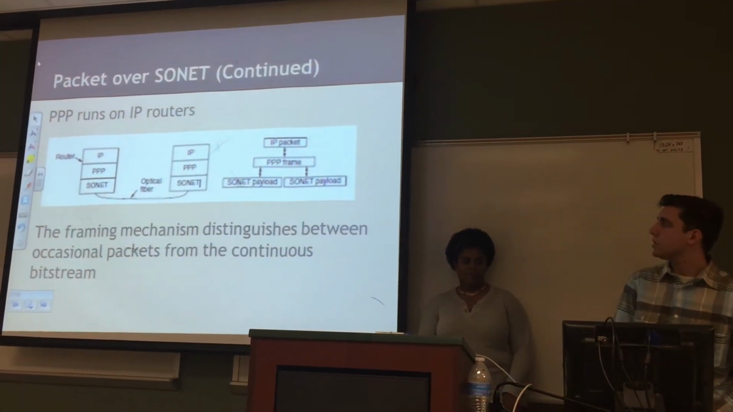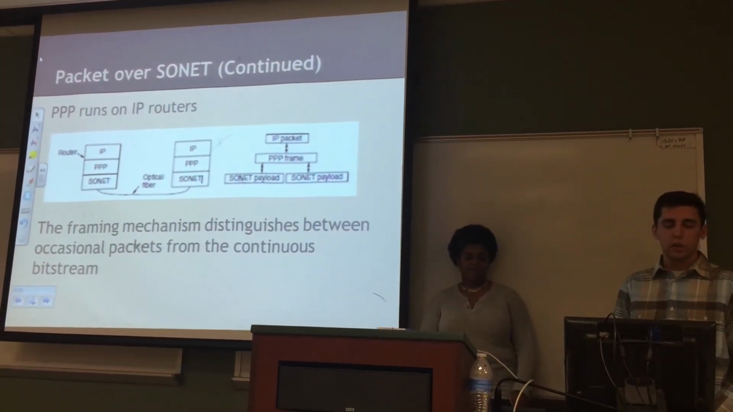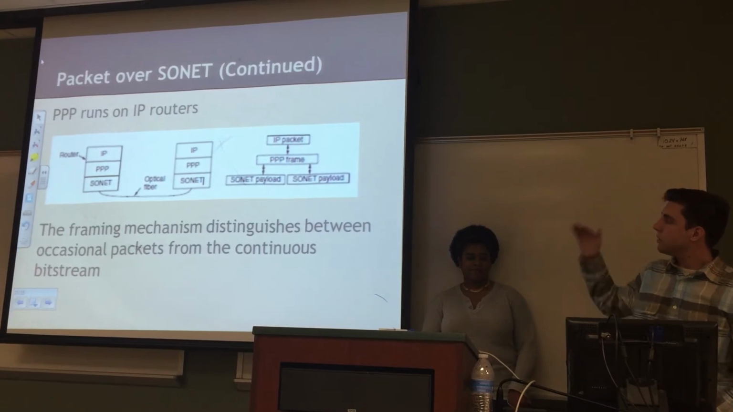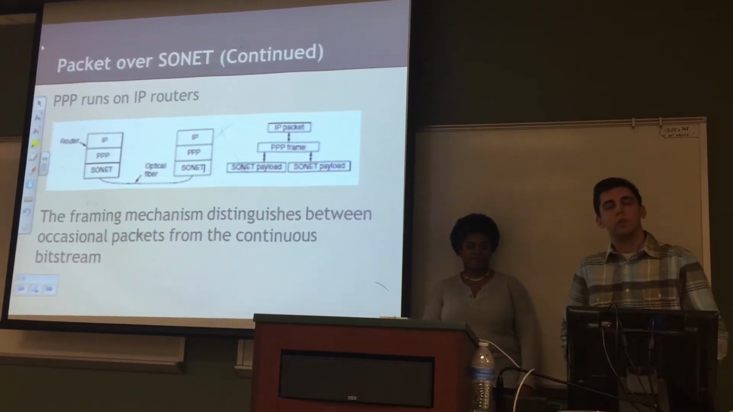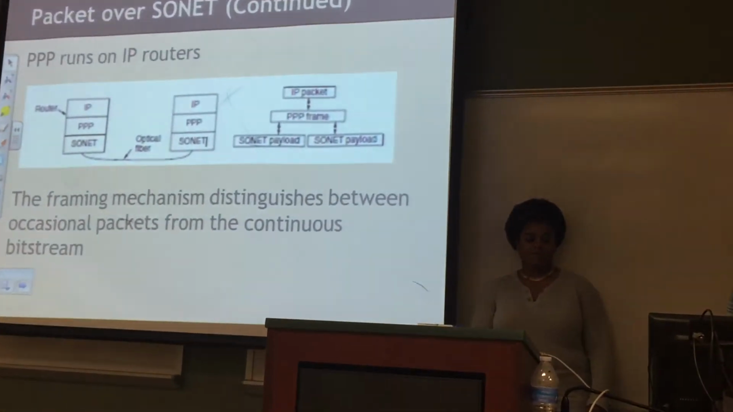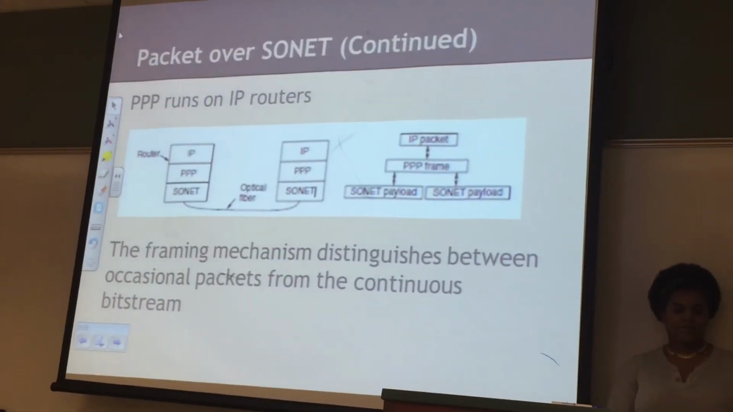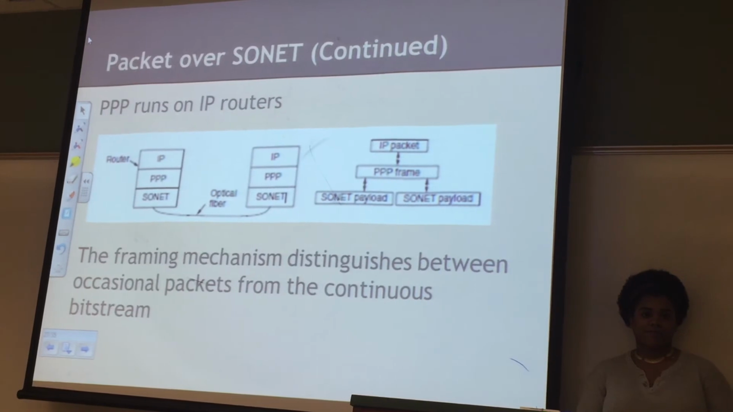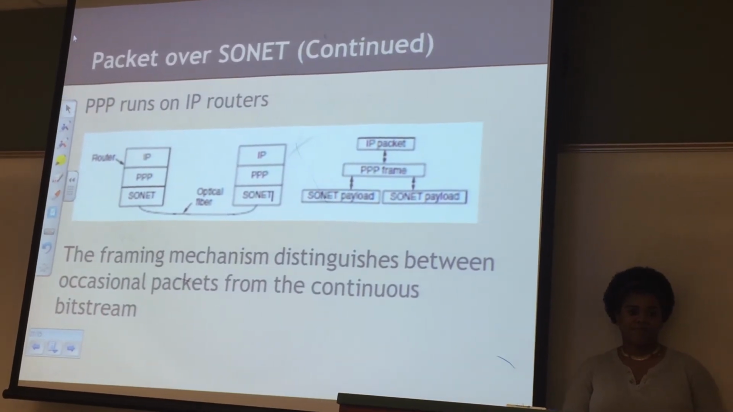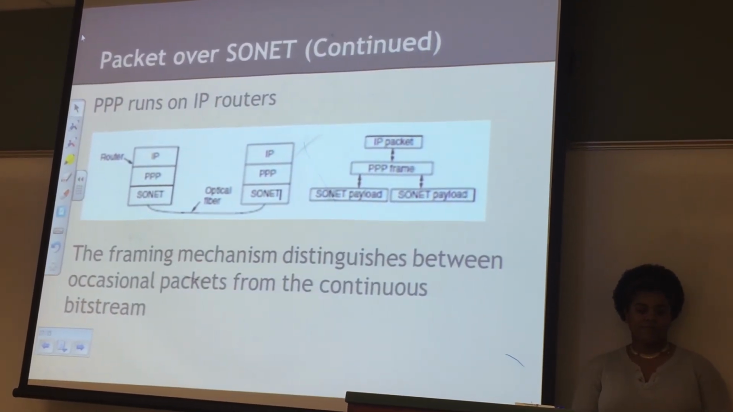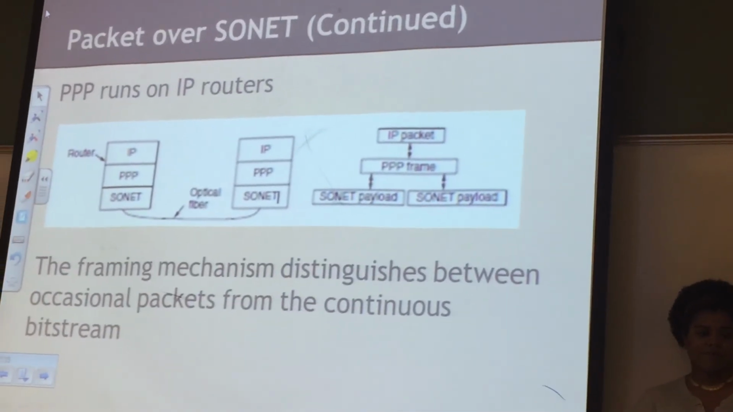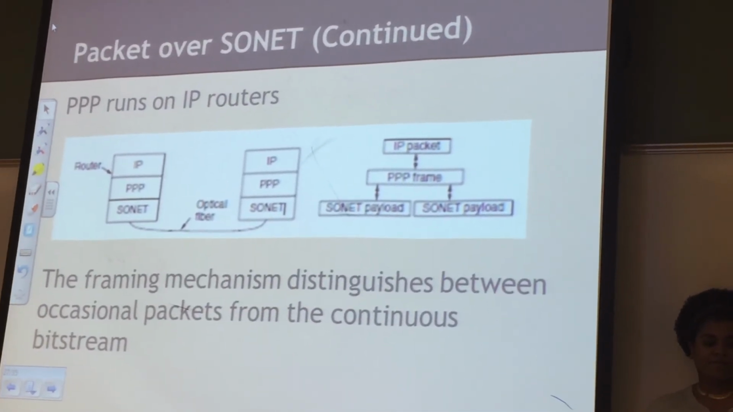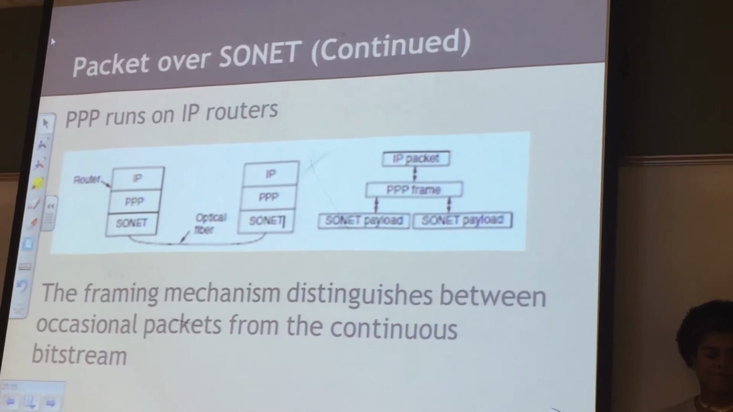Point-to-point protocol runs on most IP routers. Here's an example of the stack of how that works, with IP on the top, which goes to point-to-point, which then transfers down to the SONET, which then transfers over to the next one. It's basically a framing mechanism that helps distinguish between the occasional packets that are continually sent and the ones that are new data being sent.